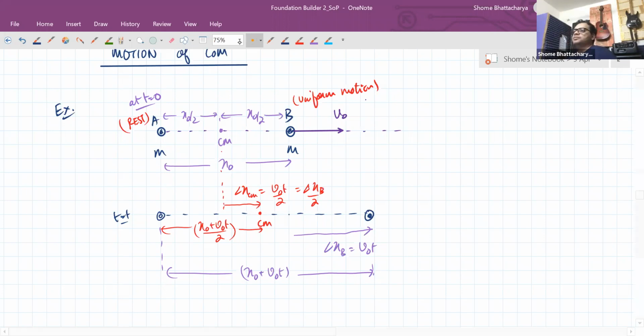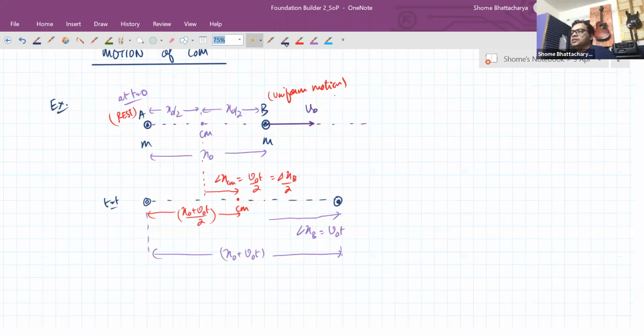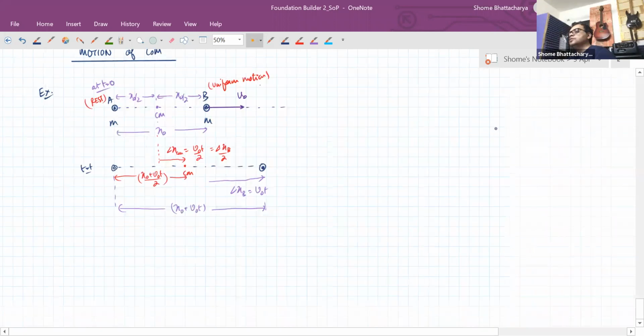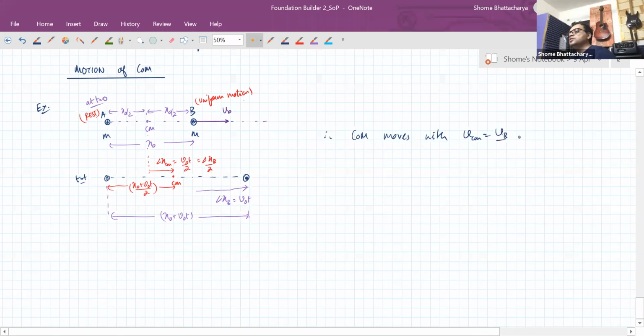So in this particular example, because the two particles are of equal mass and the motion is happening in this way, we can see that the center of mass moves with a velocity which is half the velocity of B in this case. This we can just understand intuitively.